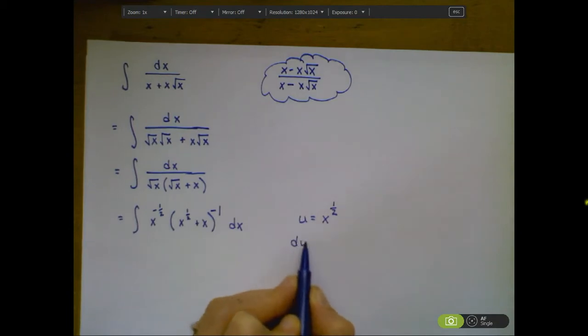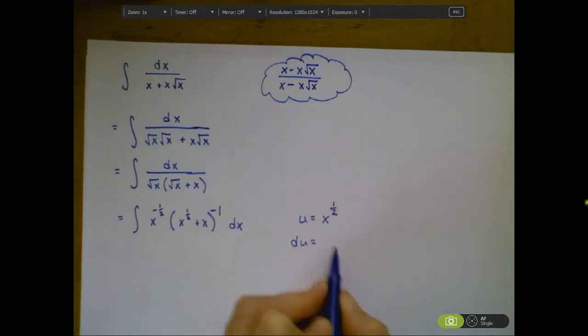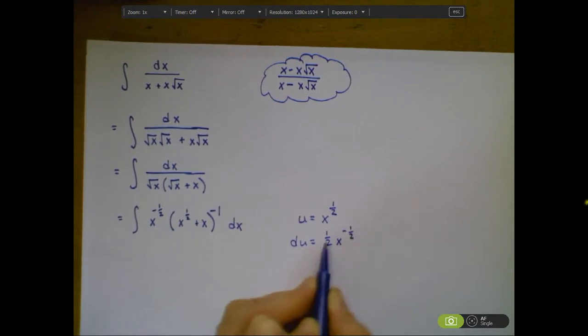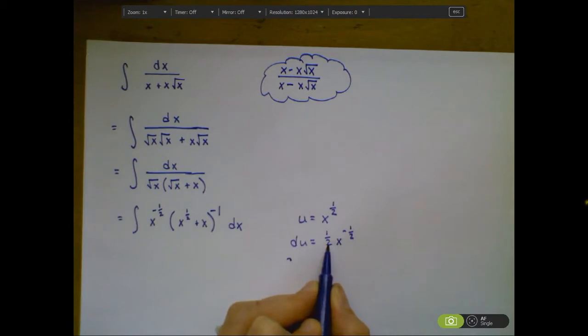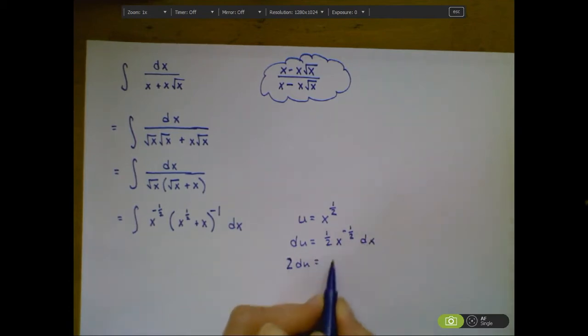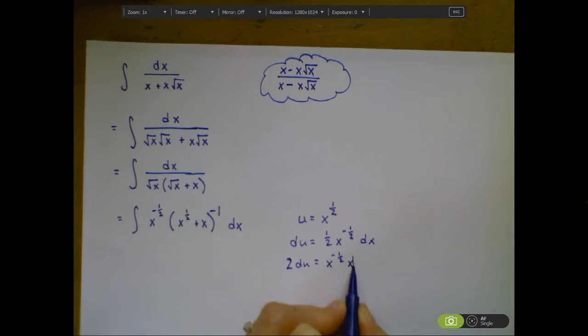My du then becomes 1/2 x to the negative 1/2, or multiplying both sides by 2, du is, dx is equal to x to the negative 1/2 dx.